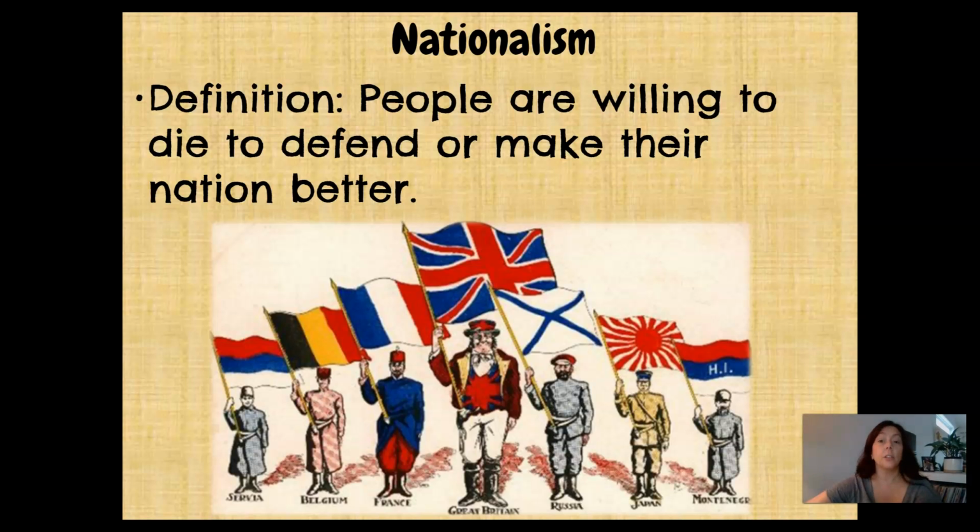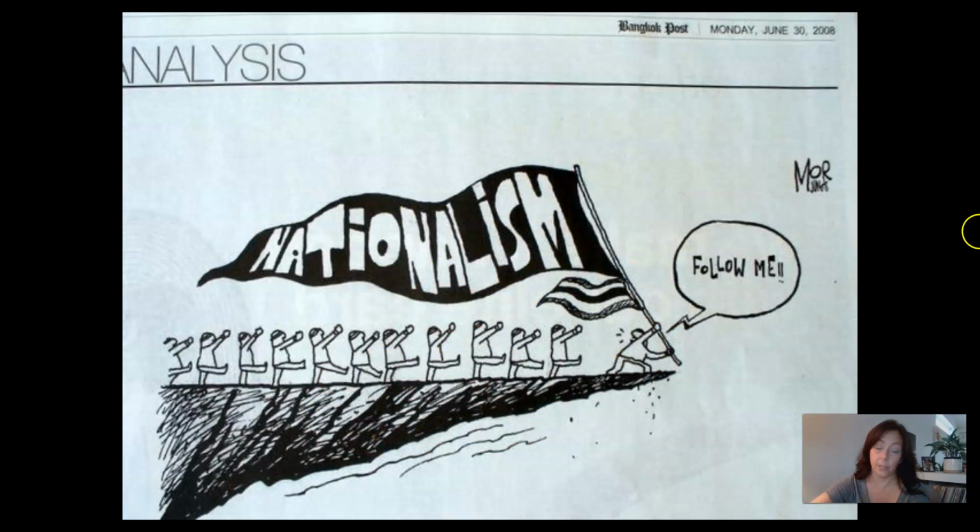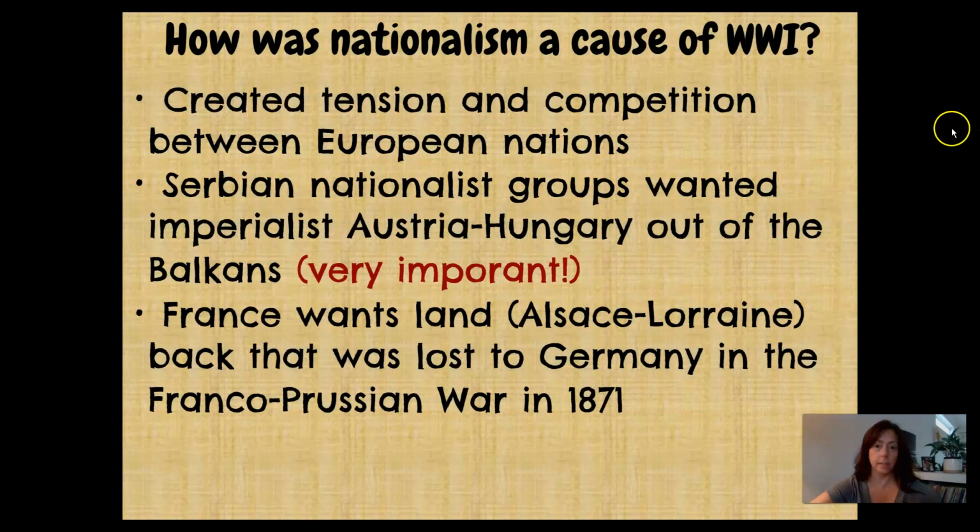So nationalism. Nationalism is extreme pride in your country, but it's also a belief that your country is better than other countries. So you can see, what do you think this means over the edge of the cliff? How was nationalism a cause of World War I? Nationalism created tension and competition between the European countries. You had nationalist groups in Serbia that wanted Austro-Hungary, which doesn't exist anymore, but was a huge empire at this time. They want them out of the Balkans, which refers to this group of countries that Serbia is a part of. This is very important to what actually causes the war to begin.